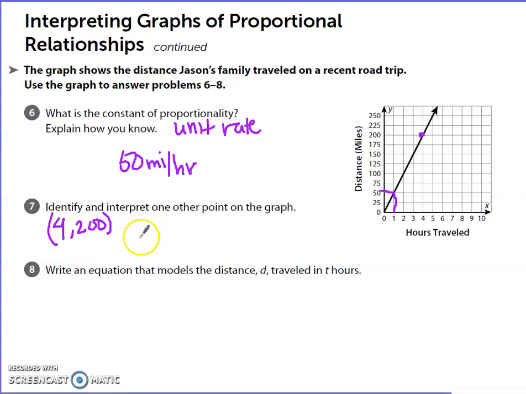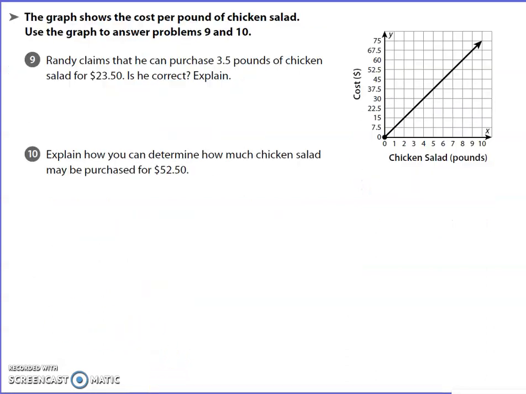And you'll need to write a sentence. Yours might be different than mine. Yours could be different than anyone else's, because there's like 5 points on this graph that you could probably use. Write an equation that models the distance traveled in t hours. Well, here's their speed. This is the unit rate, miles per hour. So you're going to write an equation. The distance, or the output, is equal to 50, the speed, times the number of hours they travel.